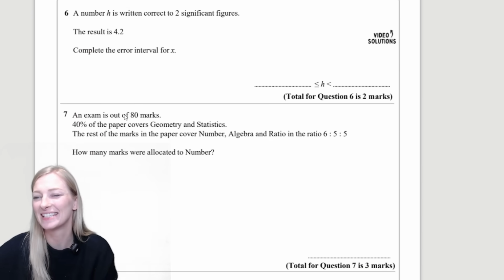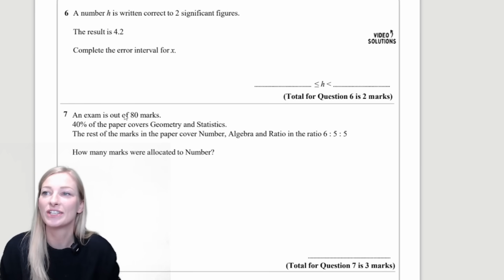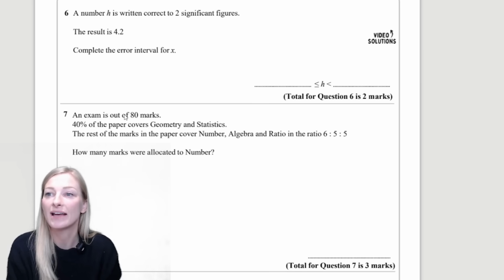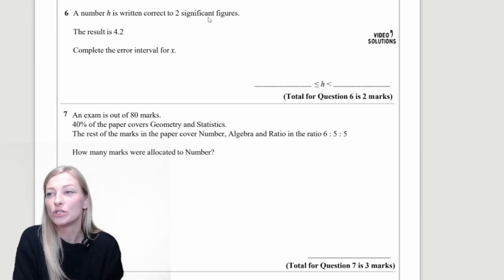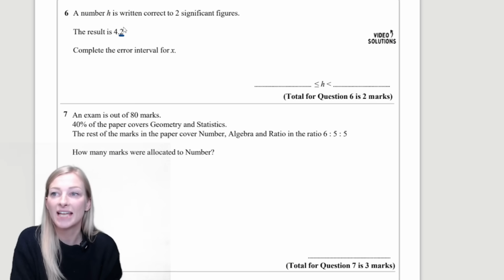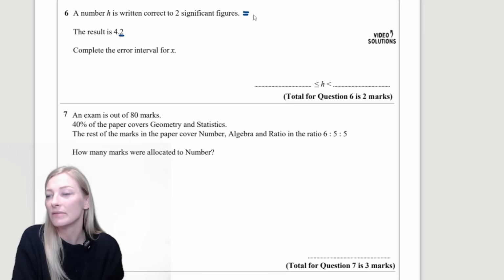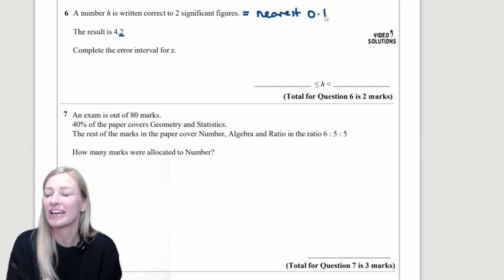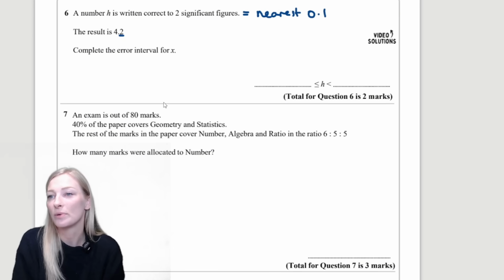Right, question number 6. A number h is written correct to 2 significant figures. The result is 4.2. Complete the error interval for x. So this has been rounded to 2 significant figures, and the second significant figure is in the tenths column. So this is the same as rounding to the nearest 0.1. In this case, that second significant figure is the tenths column, so 0.1.